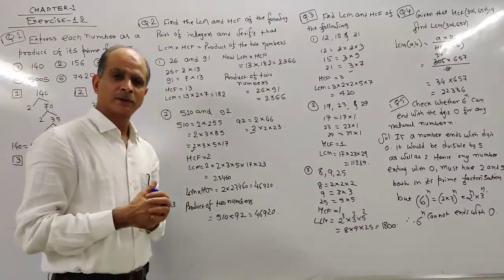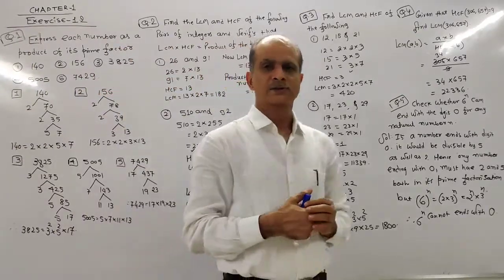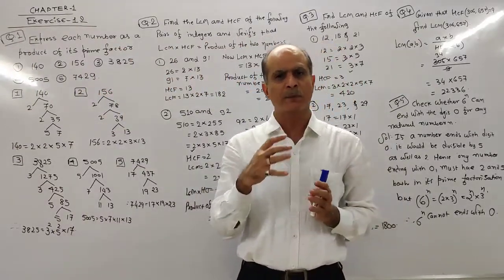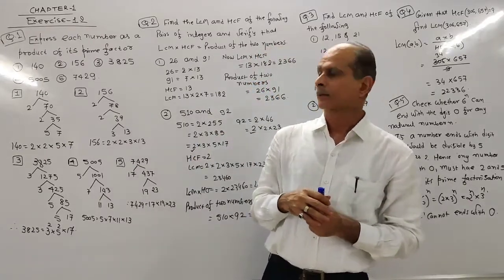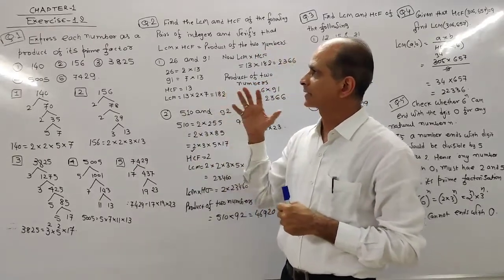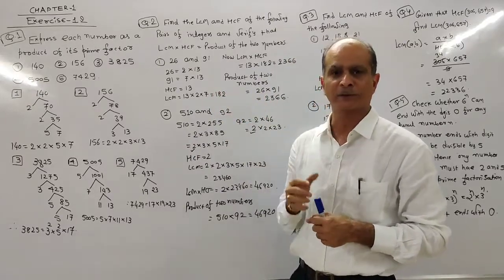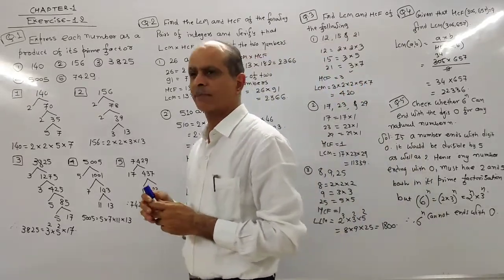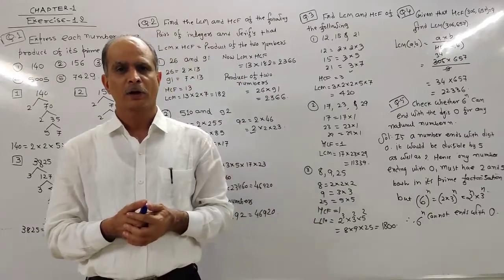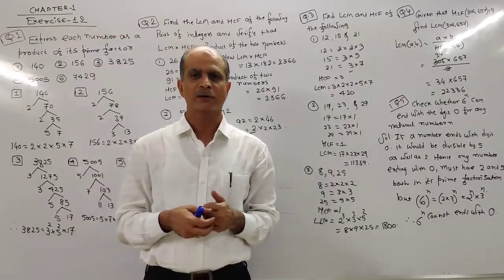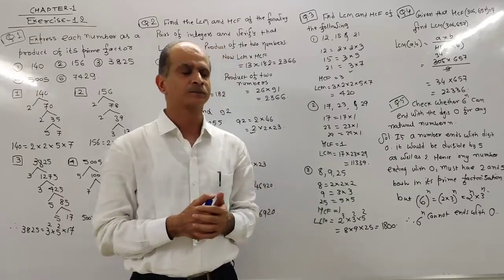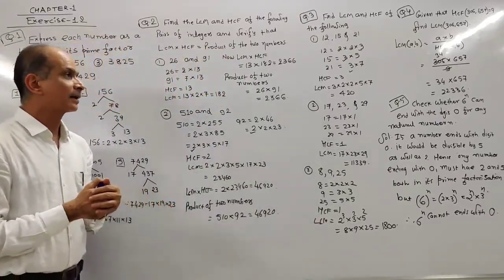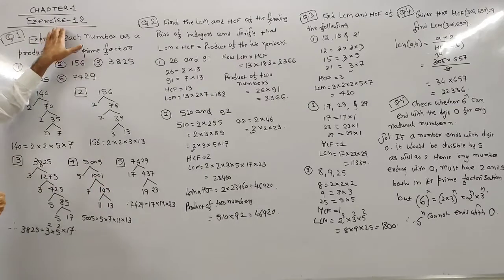We have solved 7 important points of this chapter. We have also solved exercise number 1.1, that is on the basis of Euclid's algorithm or Euclid's lemma. Let us start exercise number 1.2.